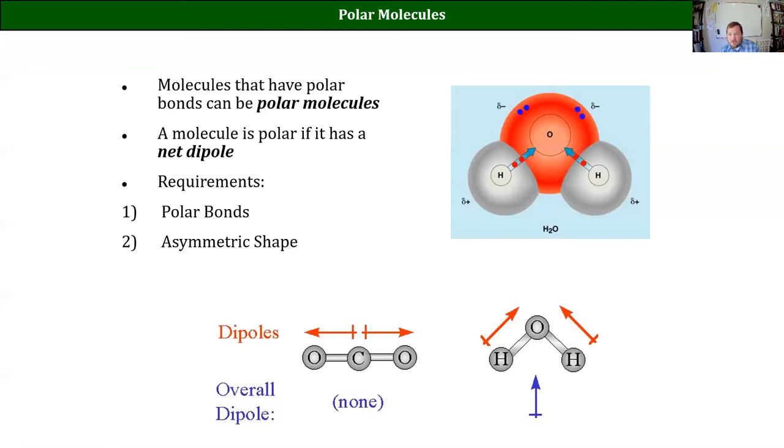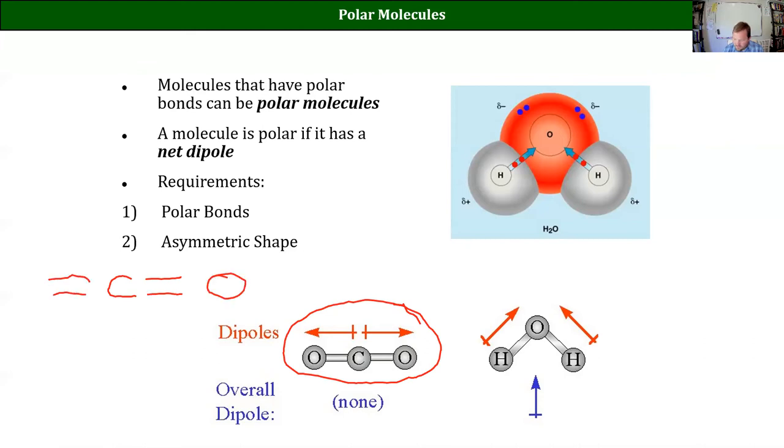And this is why VSEPR geometries wind up being important. If you look at carbon dioxide, we just got done saying that carbon to oxygen is a polar bond. But the VSEPR geometry of carbon dioxide only has two electron domains, right? So going back to our definitions from last week, that makes it a linear molecule. If it's a linear molecule and our two polar bonds are pointing in exact opposite directions from each other, they kind of cancel each other out. So carbon dioxide is a non-polar molecule, despite the fact that it has polar bonds.